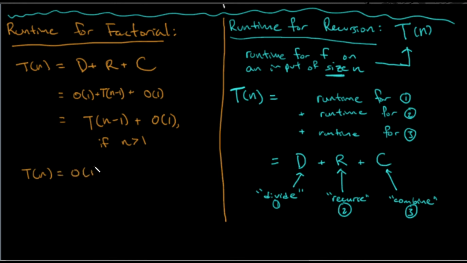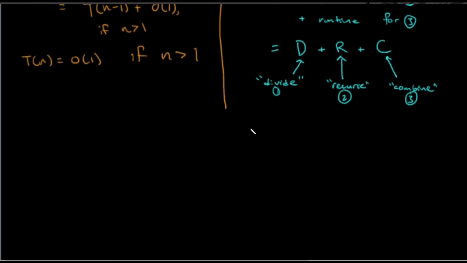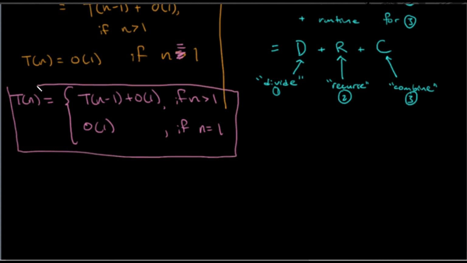So if we make this a bit more compact, what we're going to say is T of n is equal to T of n minus 1 plus O of 1 if n is greater than 1, and T of n equals O of 1 if n equals 1. I noticed this mistake right here. There should be an equals. So this is the general formula for our runtime big T of n, and this is what we call a recurrence relation. And what we'll do in the next video or two is figure out how to solve this.